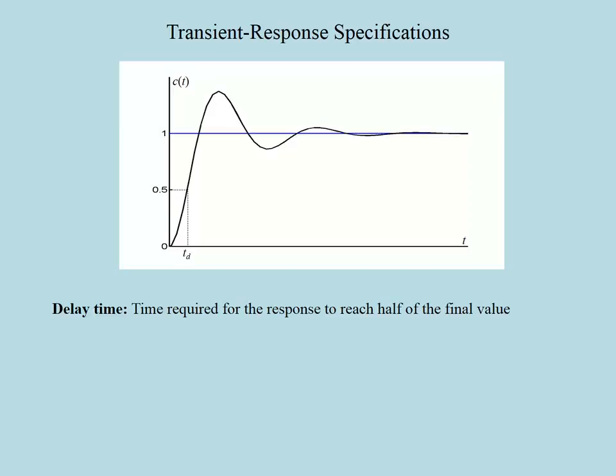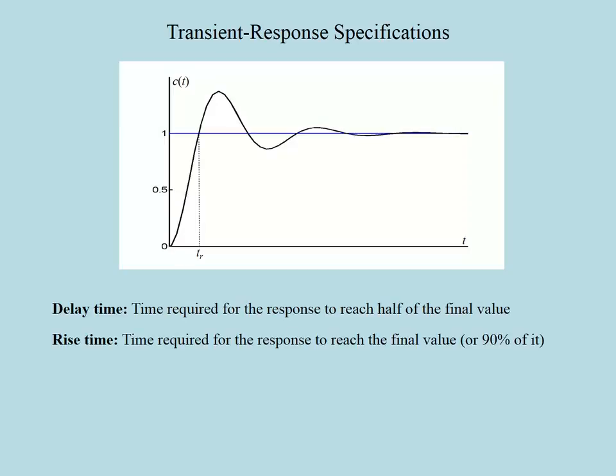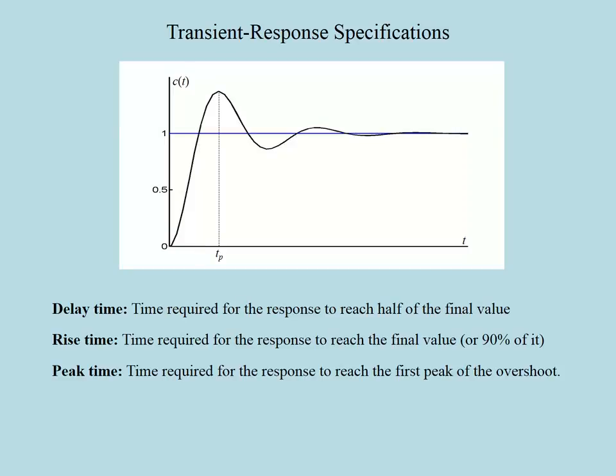Another one is the rise time, the time required for the response to reach the final value. And whenever the response is non-oscillatory, you can define it as the time to reach 90% of the final value. As another specification, you can give the peak time, that is, the time required for the response to reach the first peak of the overshoot.